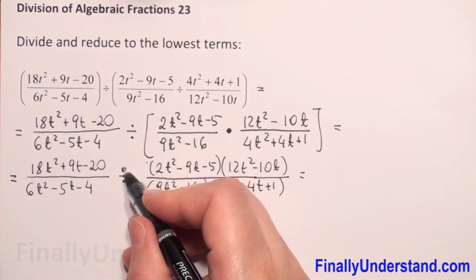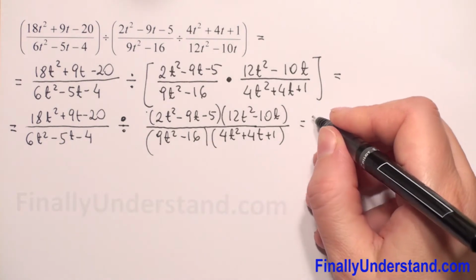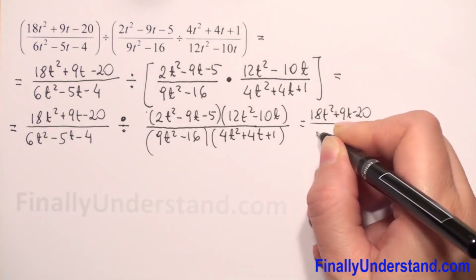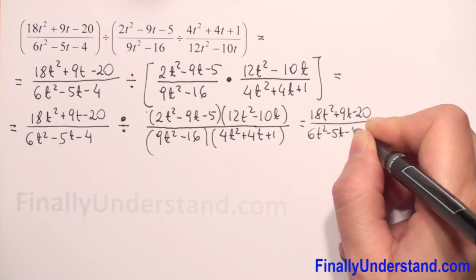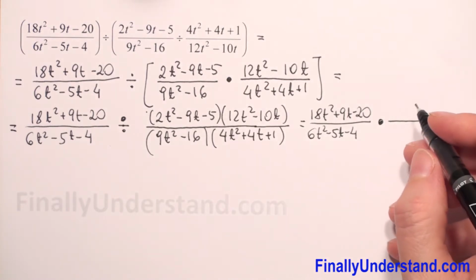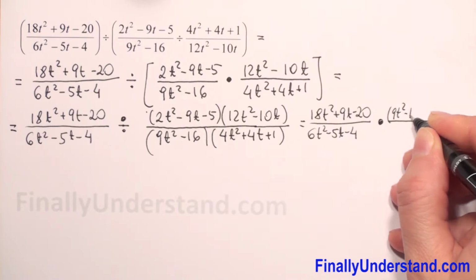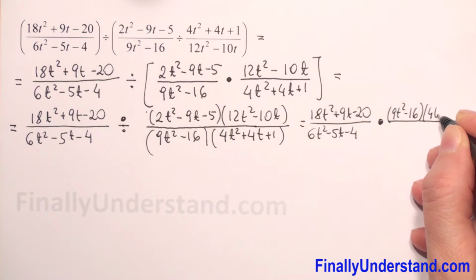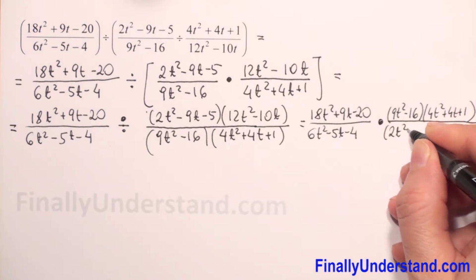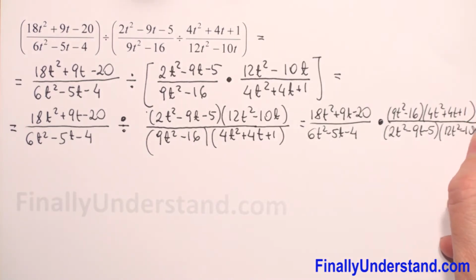So this is equal. Now we have division of algebraic fractions, two algebraic fractions. So we need to copy first algebraic fraction 18t squared plus 9t minus 20 over 6t squared minus 5t minus 4. We have to change division sign to multiplication, and we have to flip the second algebraic fraction. So numerator we go to denominator and denominator to numerator. So we have 9t squared minus 16 times 4t squared plus 4t plus 1 over 2t squared minus 9t minus 5 times 12t squared minus 10t.